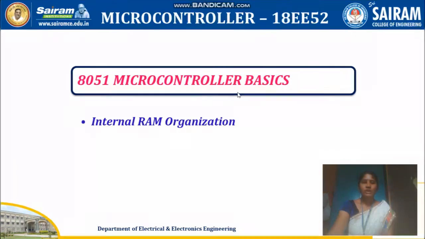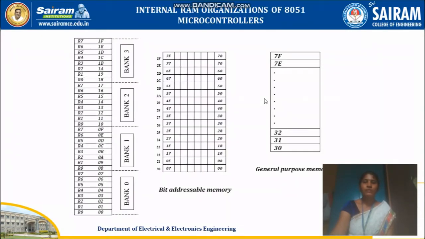Good morning students. Today we are going to see the internal RAM organization of the 8051 microcontroller. As we have discussed earlier, it has 4 register banks, bank 0, bank 1, bank 2, bank 3, a bit addressable area and a byte addressable area. The bit addressable area is 16 bytes and the byte addressable area is 80 bytes.